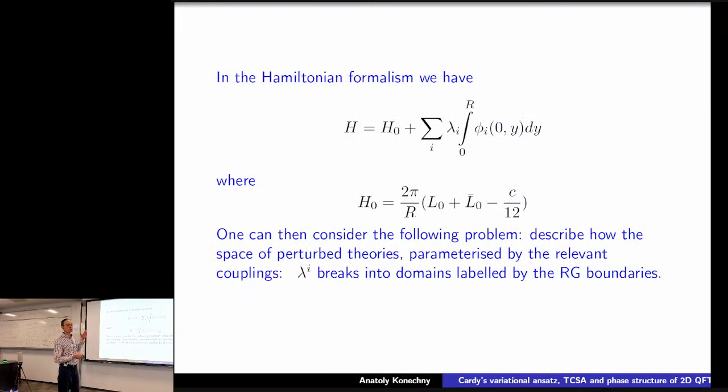Okay, so this was just a lengthy explanation of why the boundary emerges from the bulk theory, and for that the Lagrangian formalism was useful, and I see the locality of the boundary condition in that picture. But of course, I can use the Hamiltonian language, where I start with the CFT Hamiltonian on the cylinder and then perturb it to study this problem. And then I get the following question: how does this space of perturbed theories, provided they become gapped, break into domains labeled by different RG boundaries?